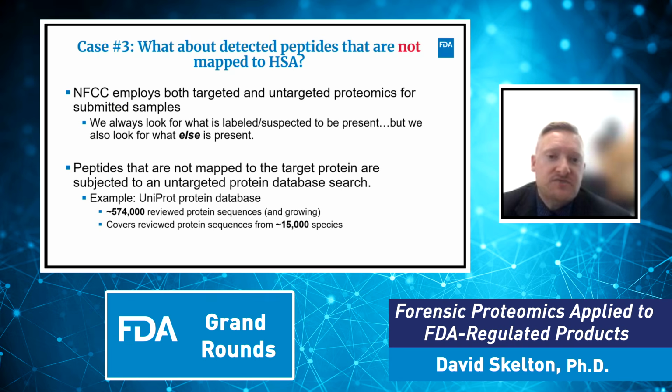In order to ascertain this, we will subject the peptides that are not mapped back to HSA to an untargeted larger protein database. We have in-house databases that we use where we have all the known biotherapeutics, but we also will routinely search different publicly available protein databases. The most commonly used in the field would be the UniProt library, which has the amino acid sequence for approximately 600,000 proteins.